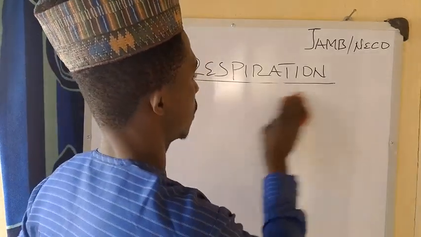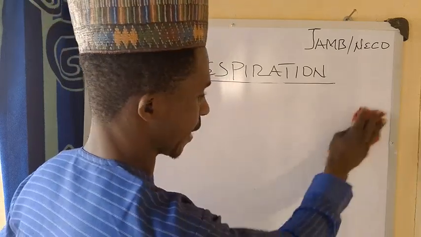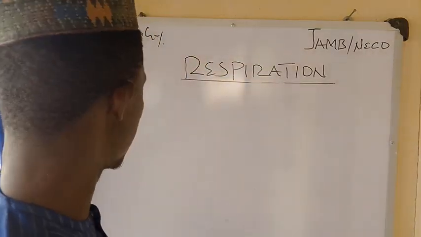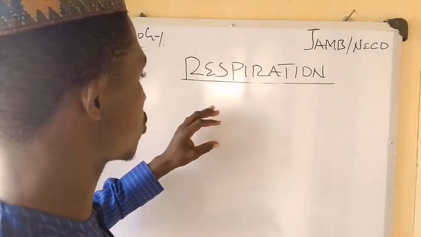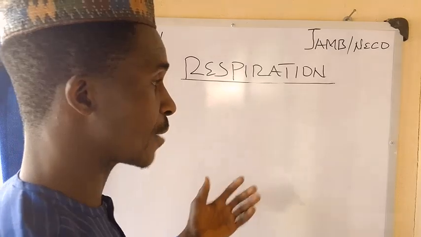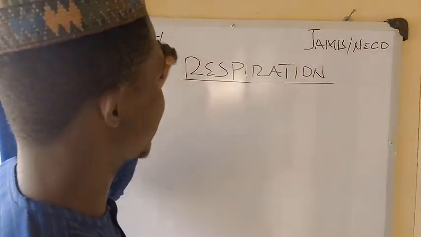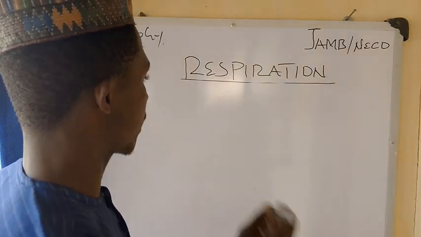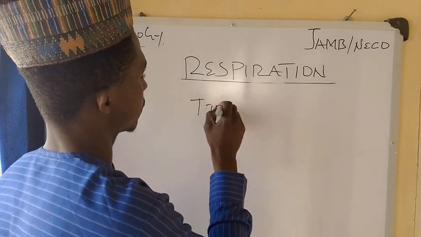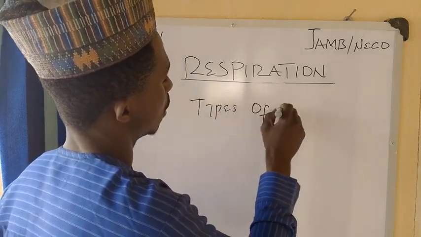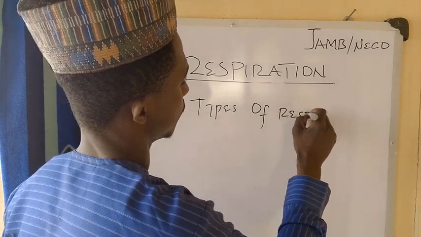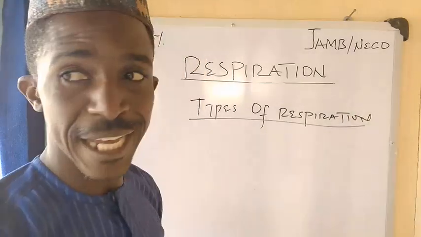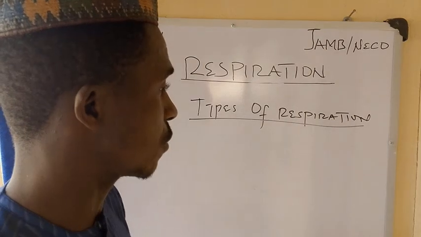So the number 2 thing I want us to note here are the types of respiration. Most of the time, if you ask people to give an example or differentiate between the types of respiration, they give you what? Stages. Now, we have both stages and what? Types. So if you're talking about the types of respiration, there are basically 2.